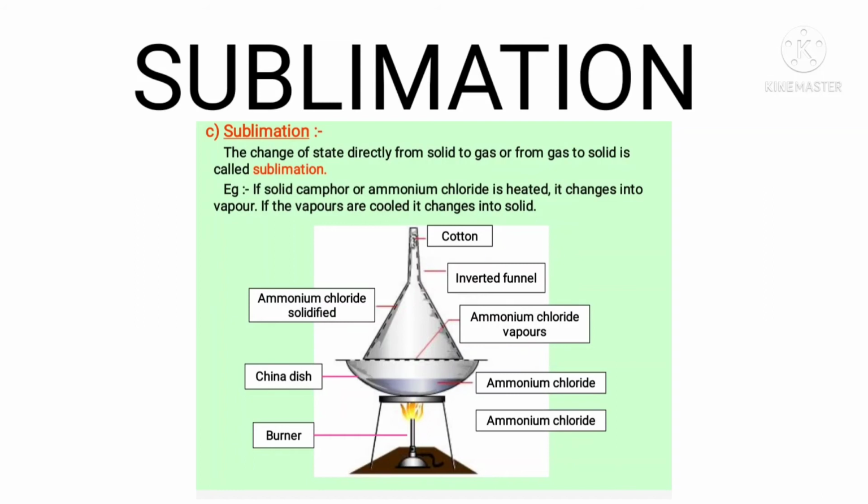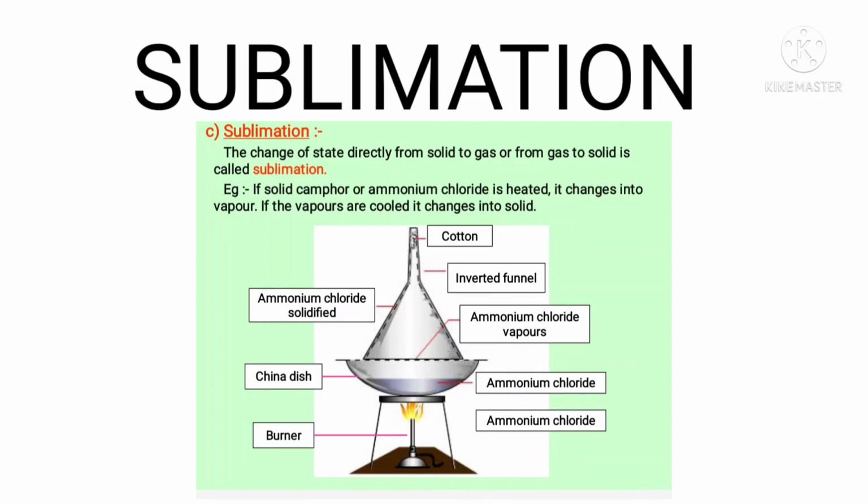Take some ammonium chloride in a china dish and place the china dish on a tripod stand. The china dish is covered with an inverted glass funnel. A loose cotton plug is put in the upper open end of the funnel to prevent the ammonium chloride vapors from escaping into atmosphere. The china dish is heated by using a burner.